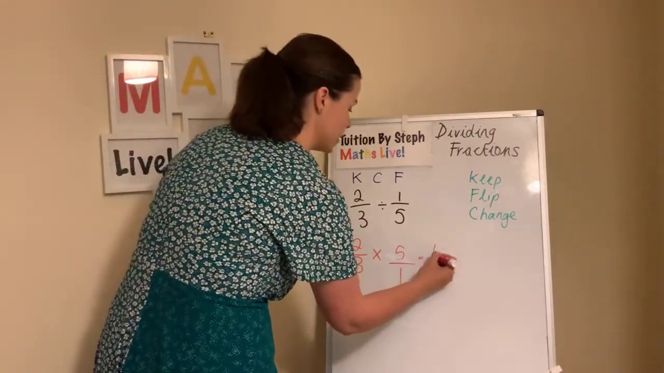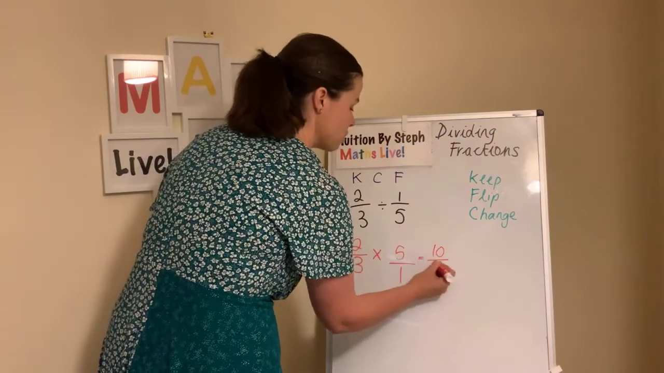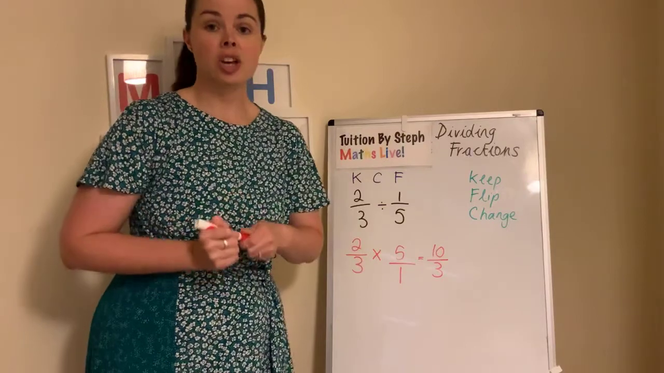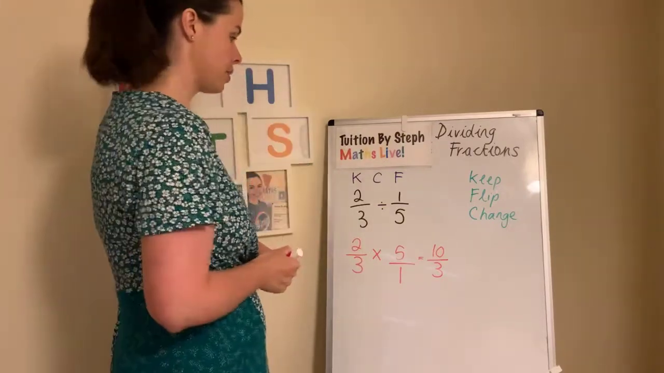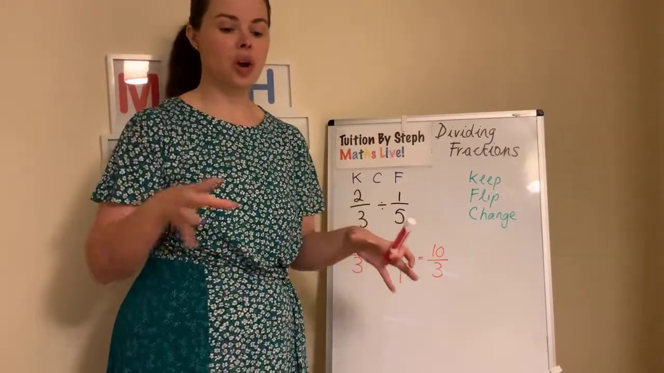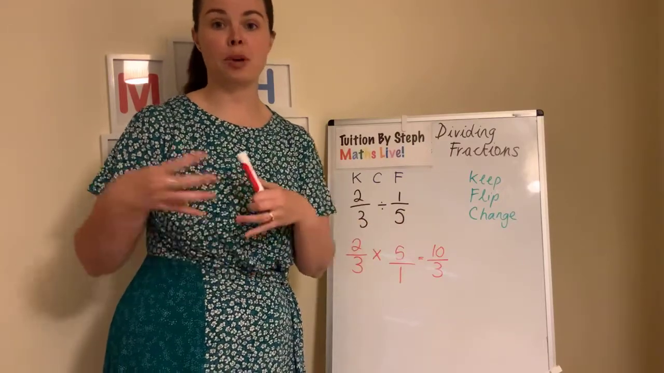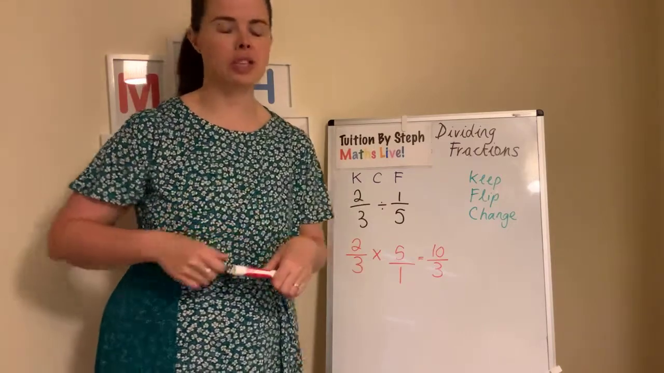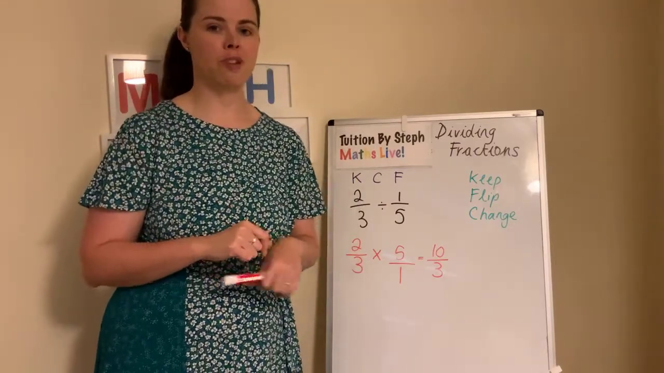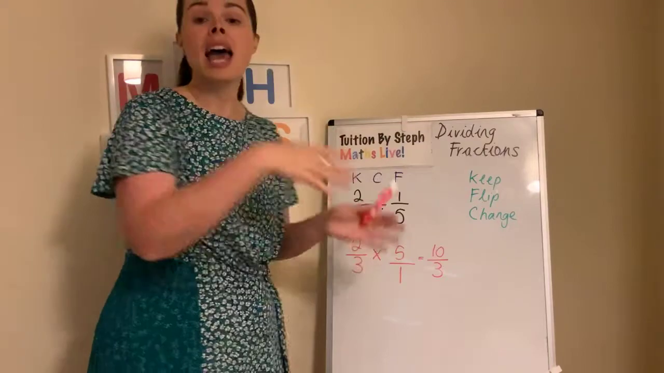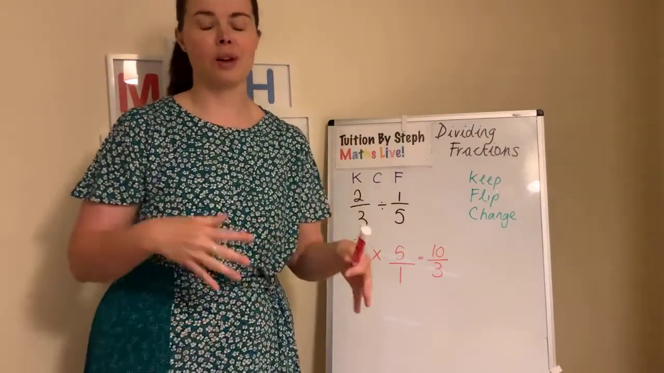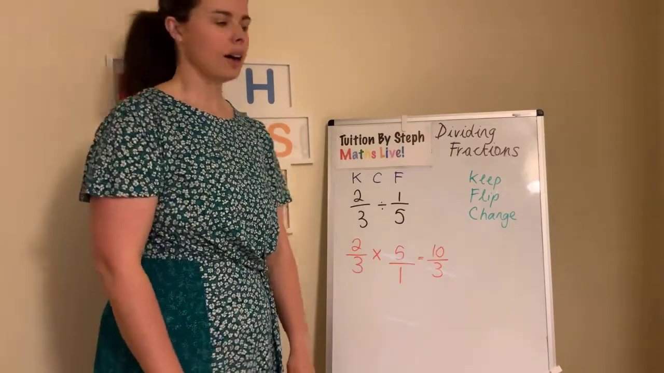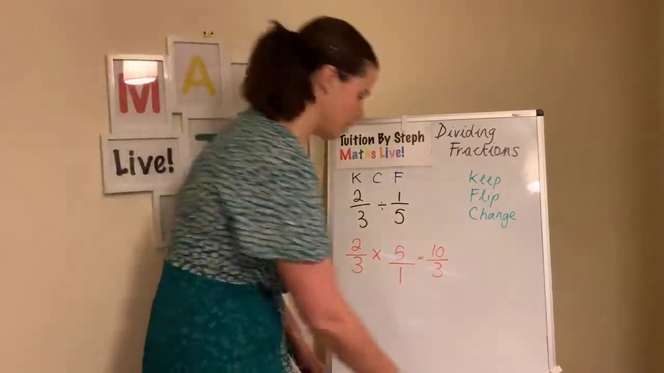2 times 5 is 10, and 1 times 3. So most of the time you will get an improper fraction as your answer. I'm not going to actually show you how to change them today because that's tomorrow's lesson. So I'm not going to say, put your answer as a mixed number, put your answer as an improper fraction. I'm going to focus on this skill, and tomorrow's lesson is how to convert improper fractions into mixed number fractions and vice versa.